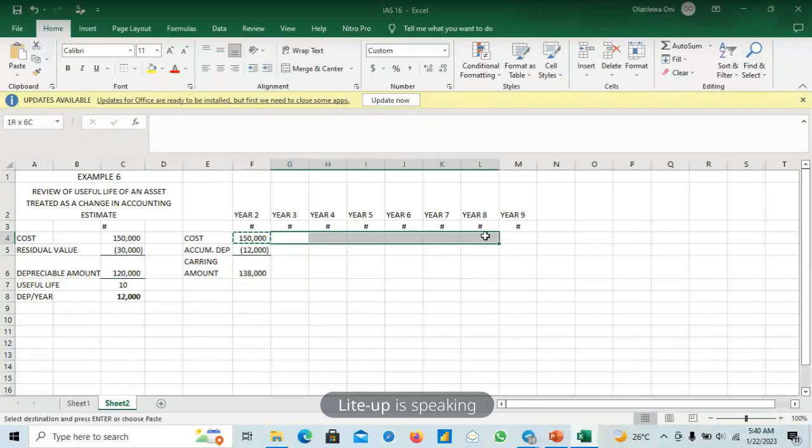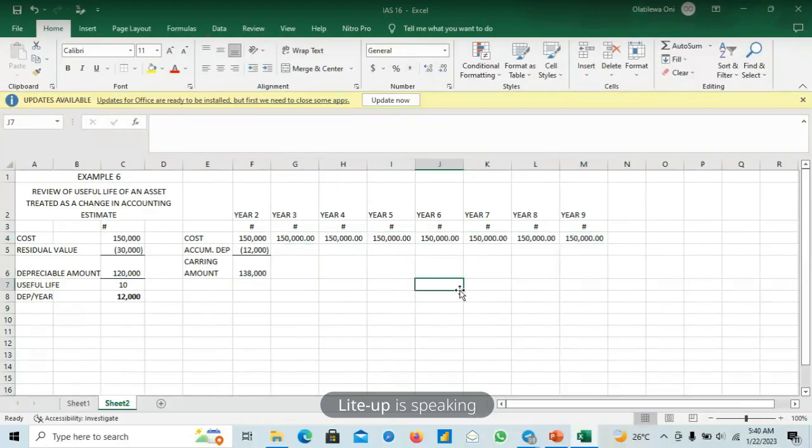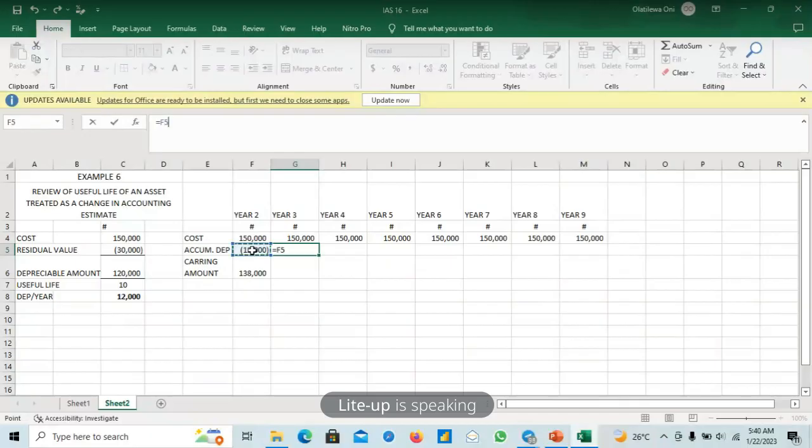The cost is going to be the same all through for the number of years we are going to have. Because we are using the historical cost, you will see how that changes when we begin to use the revaluation method. It's important for us to know what it's like here. The second year depreciation will just be year 1 depreciation times 2.